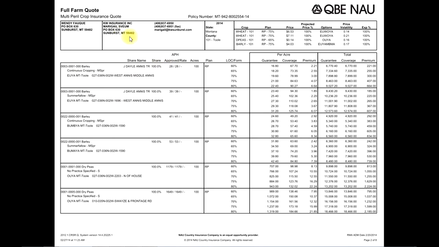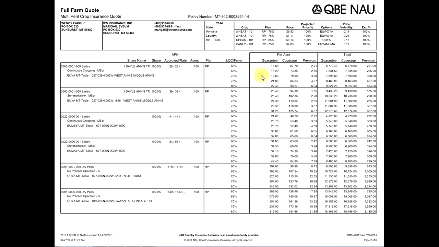In our scenario, we actually have a 70% share here. So in the end, we're only going to pay 70% of this premium and get 70% of the coverage on this shared unit. But just so you understand how we did that, all this is quoted on a 100% basis. Then over here's your premium at these different levels. So for this piece of ground, we have a 28 bushel average on recrop barley.